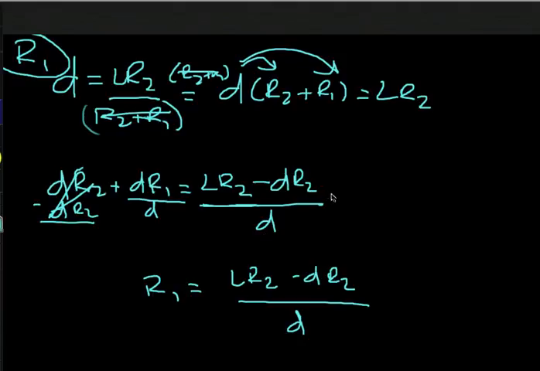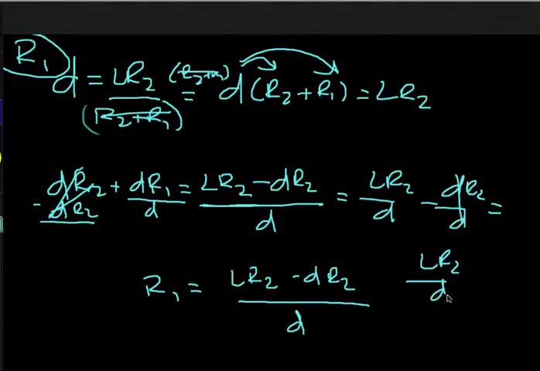You could actually rewrite this as LR2 over D. You could separate these out into two things. And then you could cancel those D's out. So it would be LR2 over D minus R2, because those D's would cancel out. So if your answer looked like this, LR2 over D minus R2, that's actually a correct answer. It just doesn't look the same as your other answer.